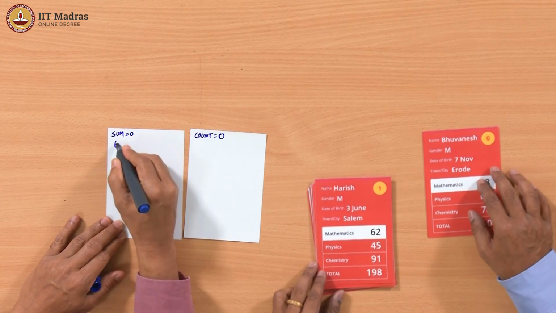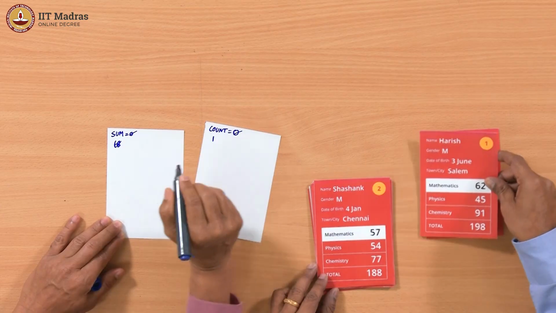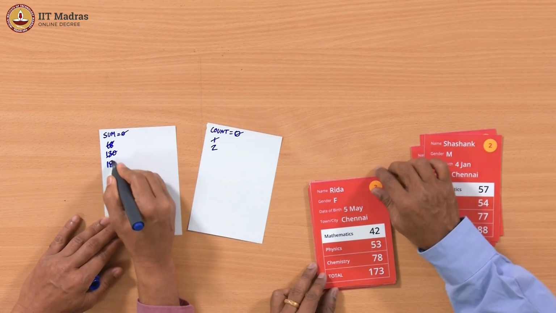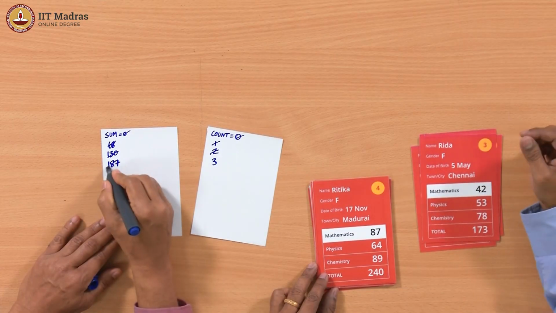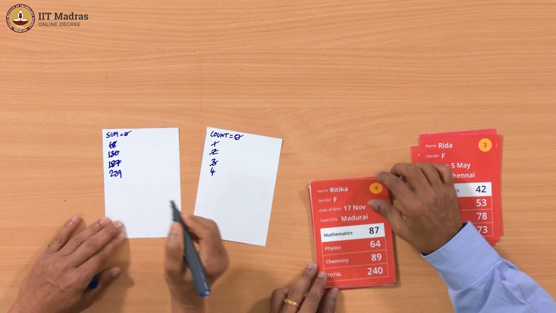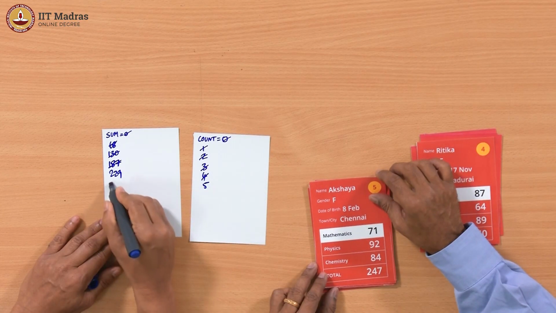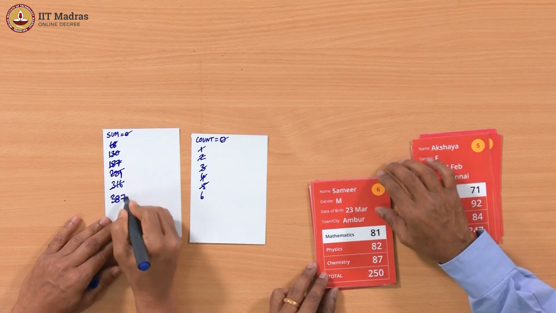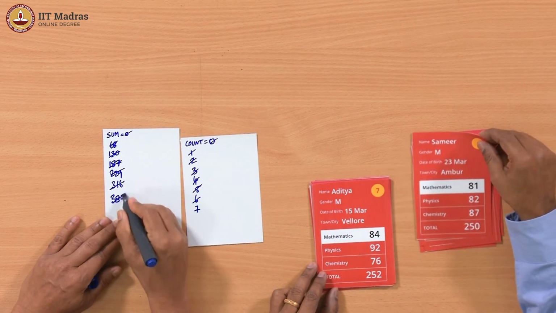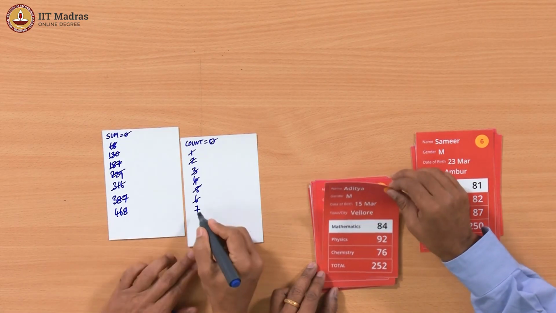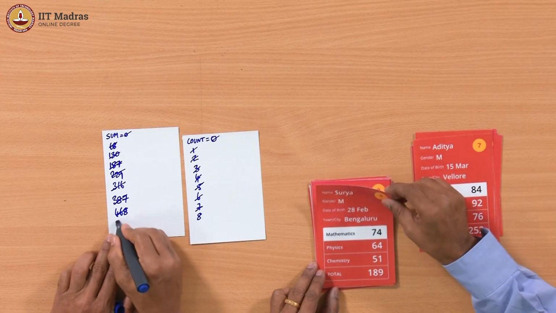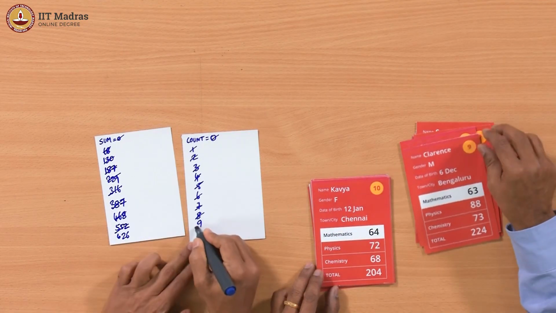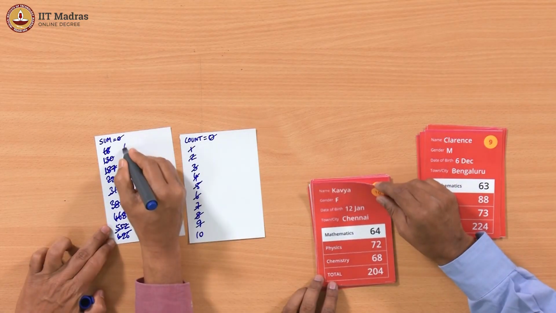First card is 68, and now the count is 1. 62, so that is now 130, and the count is 2. 57, so that's 187, and the count is 3. 42, so that's 229. 87, fifth card, that's now 316. 71, sixth card, that's 387. 81, seventh card, that's 468. 84, eighth card, that's 552. 74, ninth card, that's 626. 63, the 10th card, and that's 689.